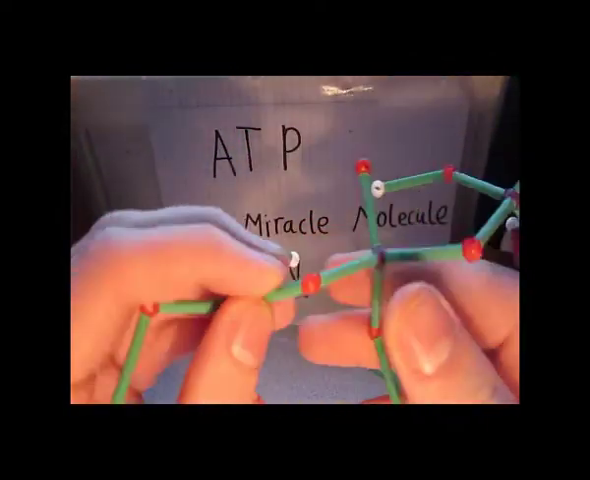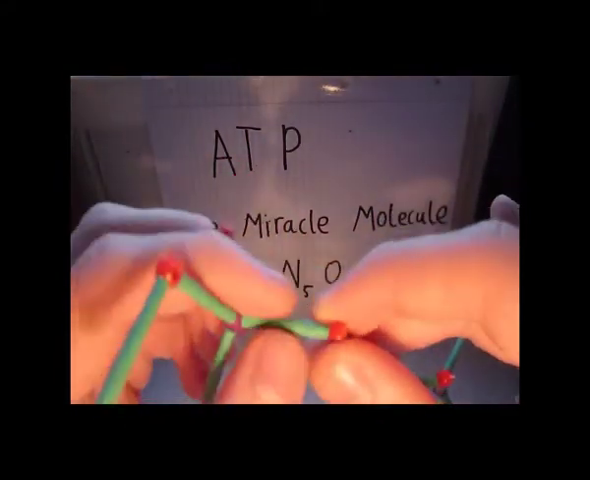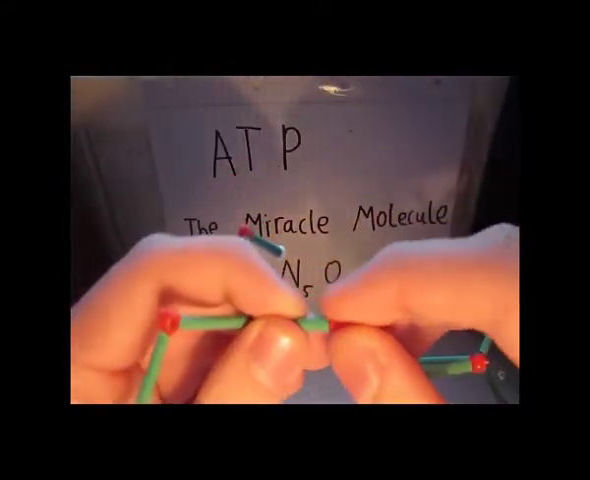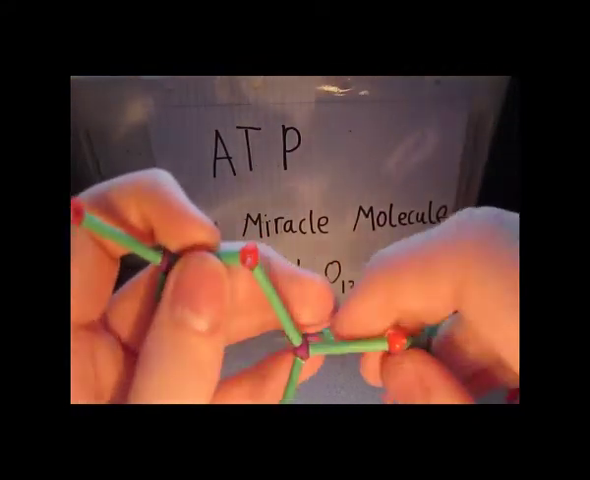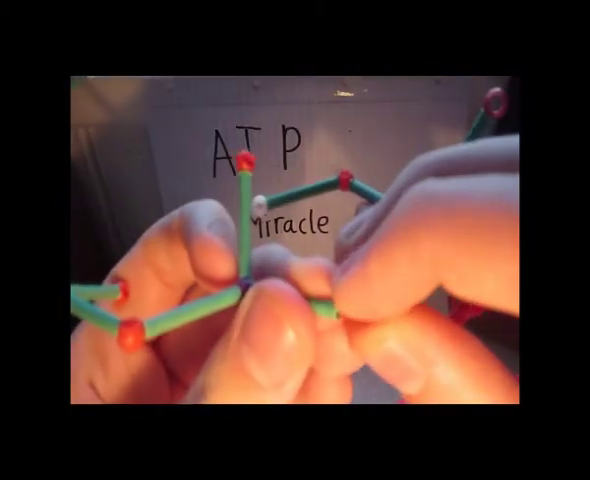ATP releases this energy by breaking the high phosphate bonds here, like that. If it wants to produce a lot of energy, then it can also break two of the phosphate bonds, like this.